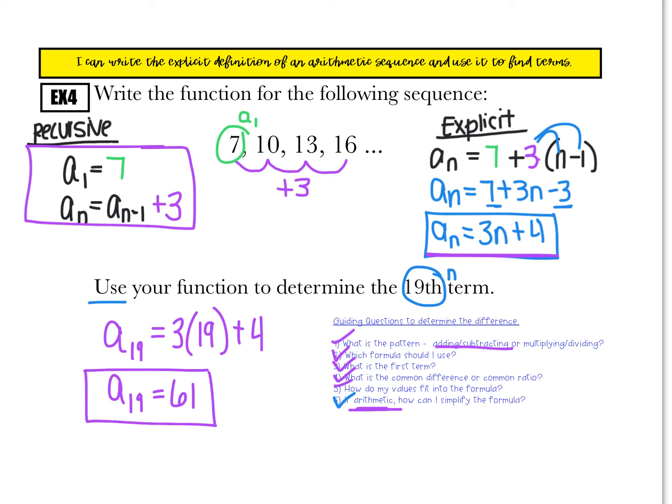So basically, if I continued this pattern out, so this is the first term, the second term, the third term, the fourth term. If I continued that out to the 19th position, the value is going to be 61.